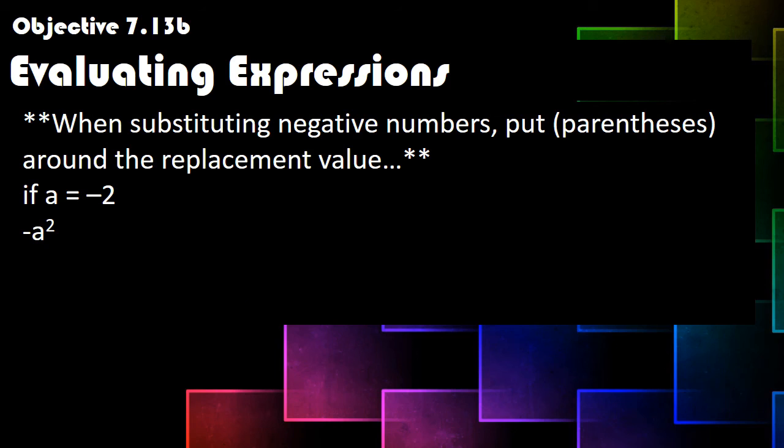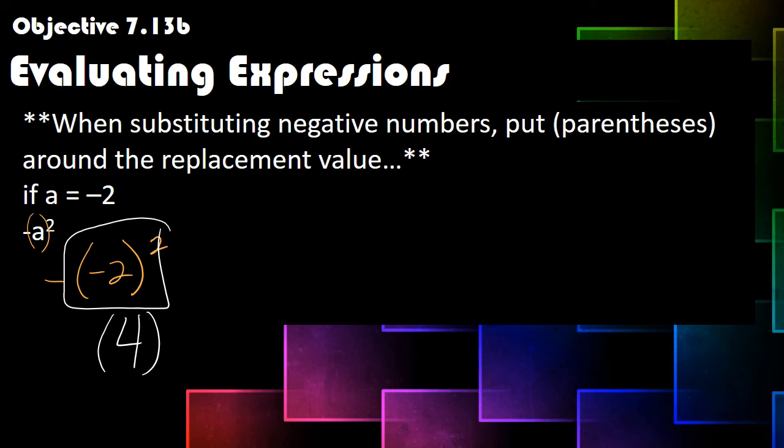And last but not least, if we had negative a squared, let's put that in parentheses. So we have negative 2 squared. Let's solve for our exponent first here. We're just going to focus right here on our exponent. We have negative 2 times negative 2, which is positive 4. And then the opposite of positive 4 gives us an answer of negative 4.